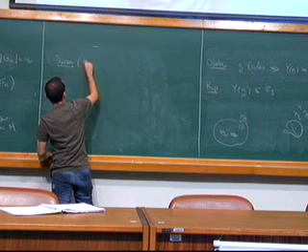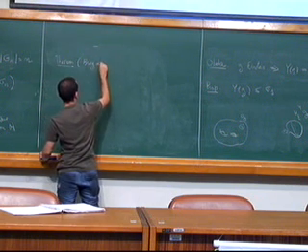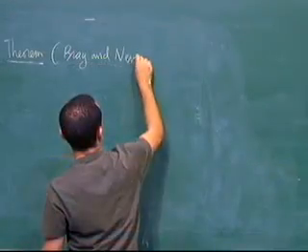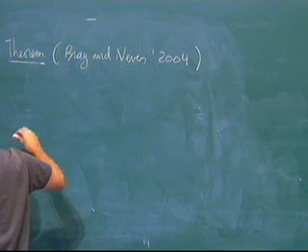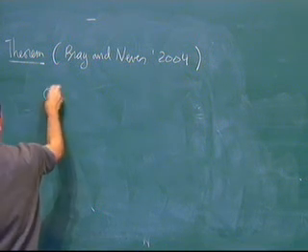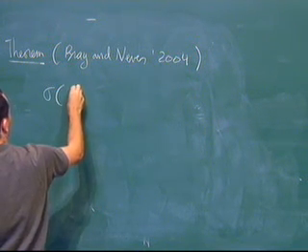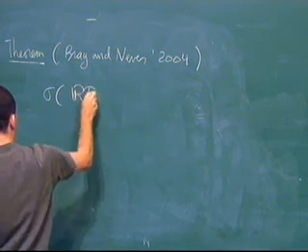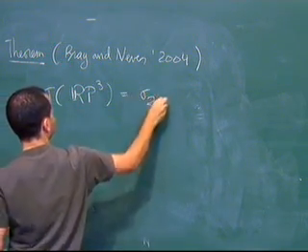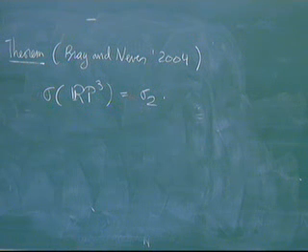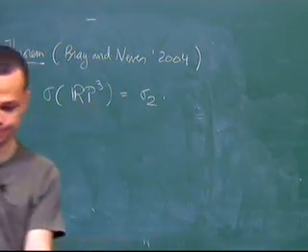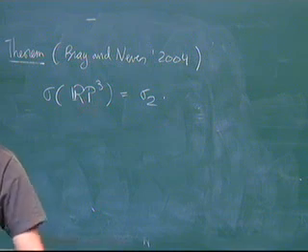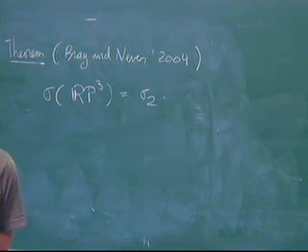This is due to Bray and Neves, 2004, is that the invariant of AP3 is sigma 2. So they proved the conjecture for the case of the projective space. AP3 is the S3 quotient by the action of the antipodal map. And this is an application of the inverse curvature flow.